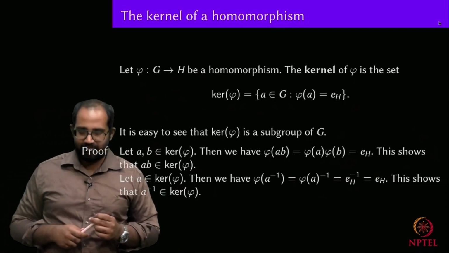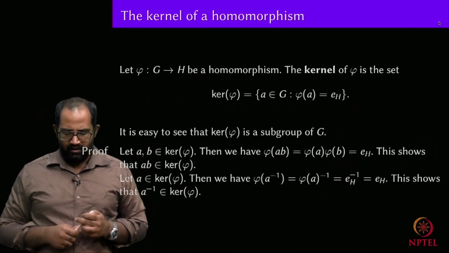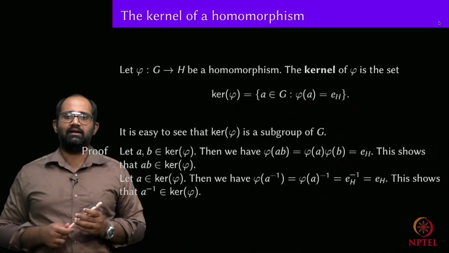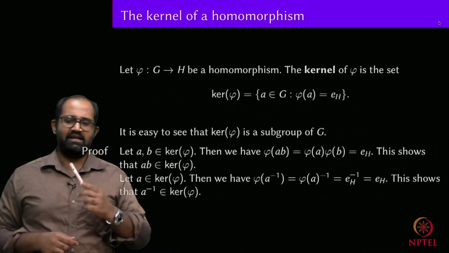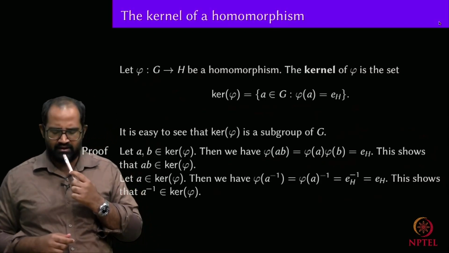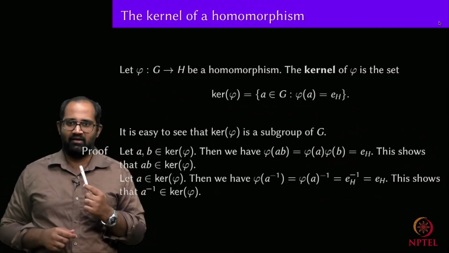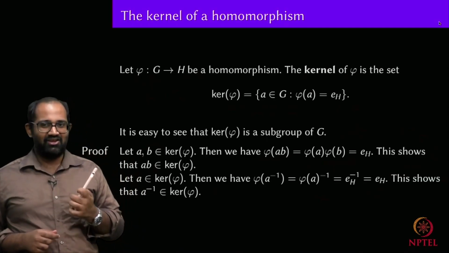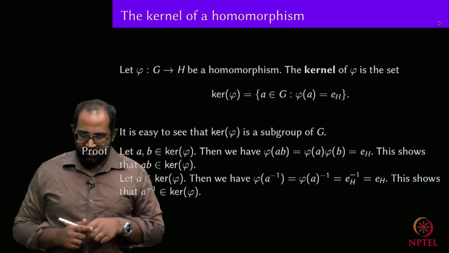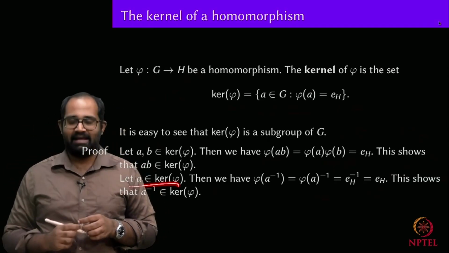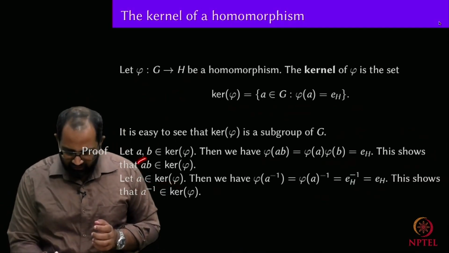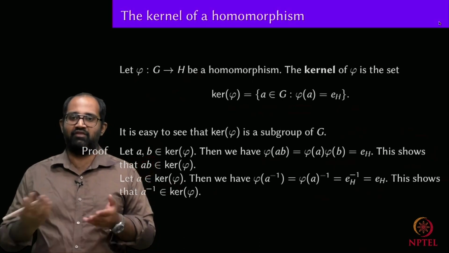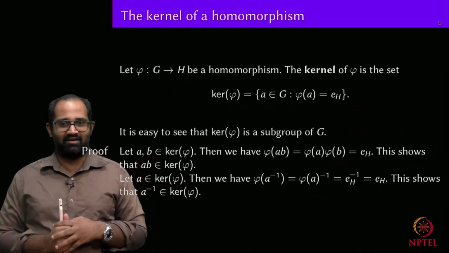Now, what else must we show? Well, we must show that the inverse elements are also there in the kernel. But wait a second, should not we first show that the identity element is there in the kernel? Well, actually you do not need to, because if you could show that for any element A, the inverse is also there in the kernel, then we have already shown that the product is there in the kernel, therefore, the identity will automatically be there in the kernel.